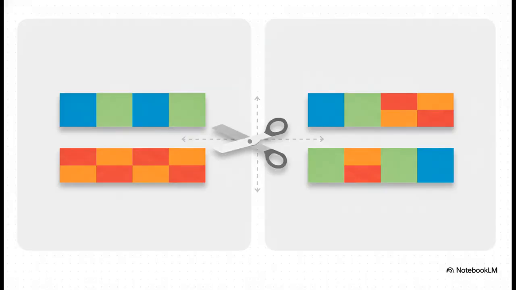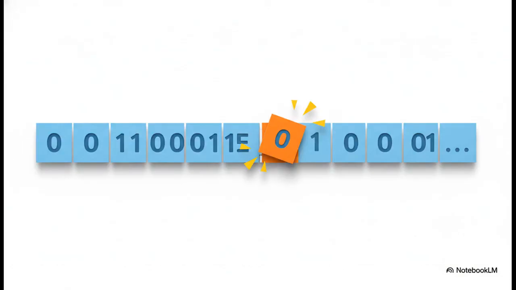So how do you make these digital children? Well, one of the main ways is through crossover. You take the digital DNA from 2 successful parents, you chop them both at some random point, and then you just swap the ends. What you get is a new child solution that has a mix of traits from both of its parents. The other critical piece of the puzzle is mutation.